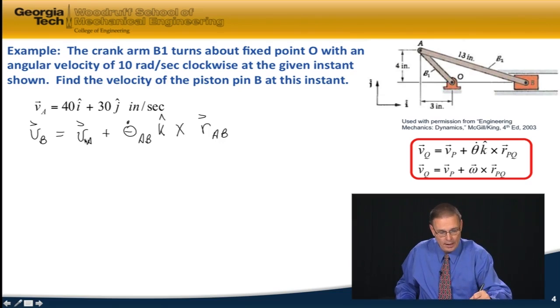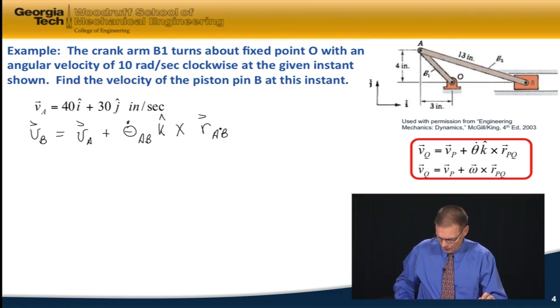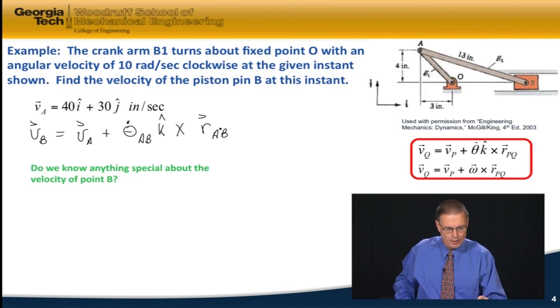We know what A is. We don't know what VB is. We don't know what theta dot AB is. We can find RAB from the geometry. Do we know anything? We want to reduce as much as possible the number of unknowns. So do we know anything special about the velocity of point B that will allow us to reduce some of the unknowns?